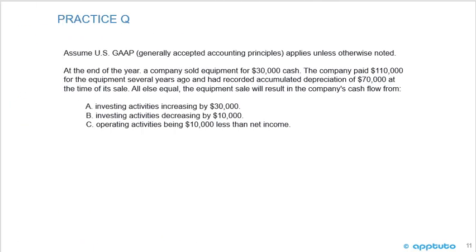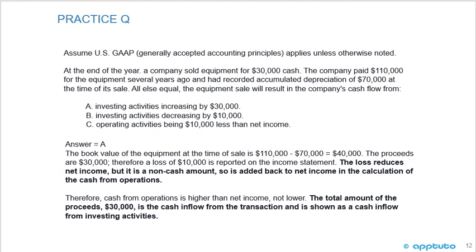Another practice question: assume US GAAP, generally accepted accounting principles, applies unless otherwise noted. At the end of the year, a company sold equipment for $30,000 cash. The company paid $110,000 for the equipment several years ago and had recorded accumulated depreciation of $70,000 at the time of its sale. All else equal, the equipment sale will result in the company's cash flow from A, investing activities increasing by $30,000, B, investing activities decreasing by $10,000, or C, operating activities being $10,000 less than net income? Okay, that's a good little question.